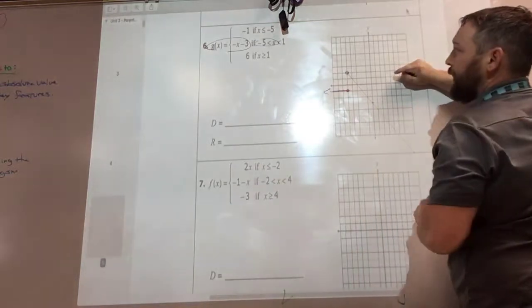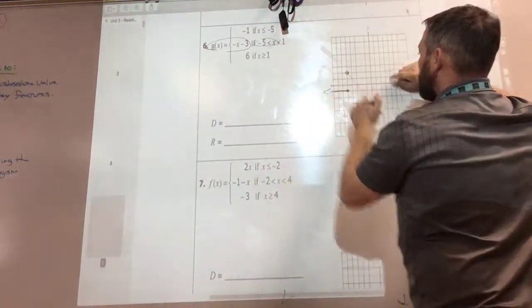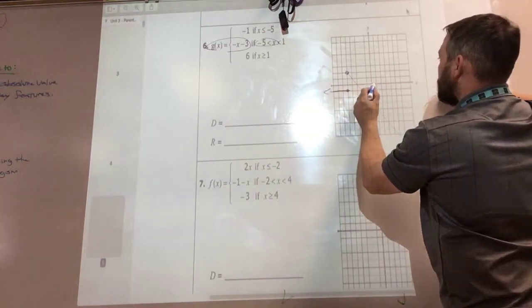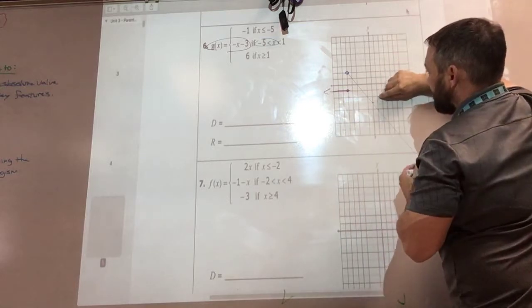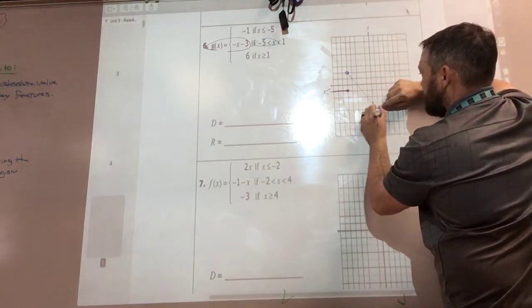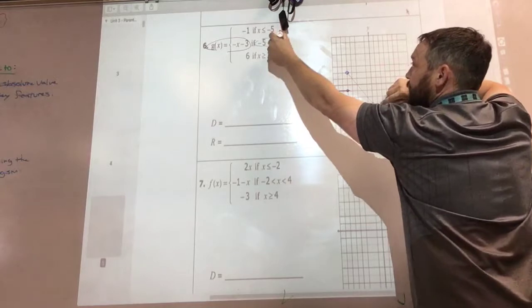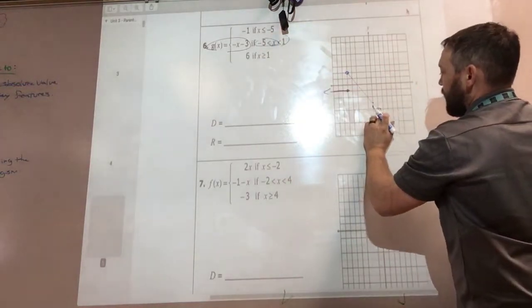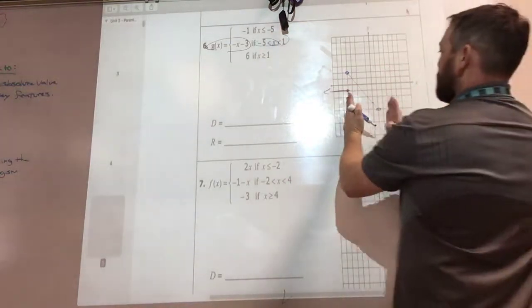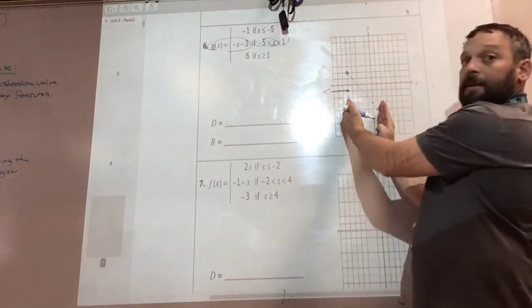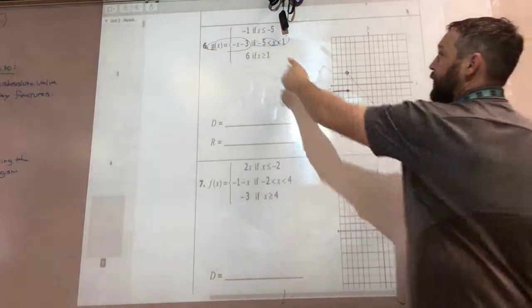This is going to go away. I'm going to go up to 1. So I'm going to go over here, x equals 1, and follow it down. It's also going to be a hollow dot because of the less than there. And I'm going to erase it. So this right here is my domain now for this function.